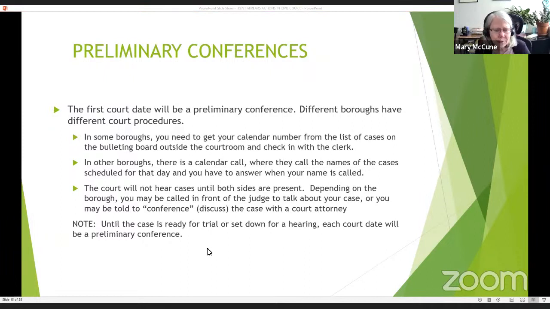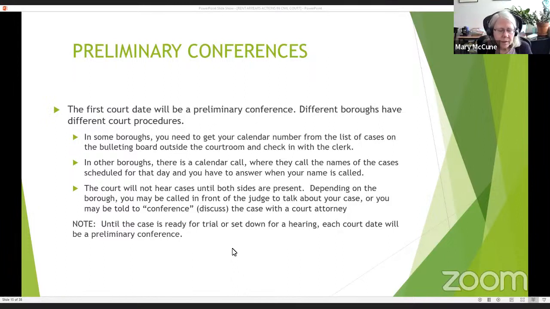I think this is very similar to housing court, but the court isn't going to hear your case. The judge isn't going to talk to you until both sides are present. So in New York County, which is Manhattan, what they do is after they call the calendar, they see which cases have both sides there, and then they'll call the cases where both sides are there up to talk to the judge. So maybe like calendar number 1 and 2, nobody answered, but 3 did. So they'll call the number 3 case first.